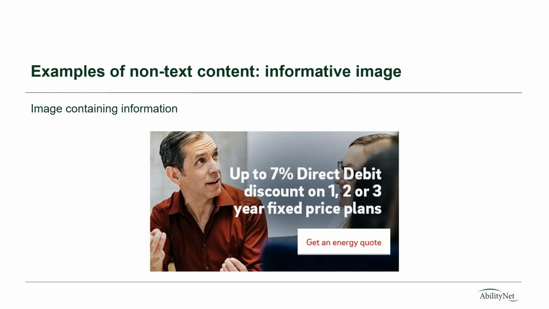So here's an example of non-text content, an image that contains information. Now, in this case, the text we can see, up to 7% direct debit discount, etc., is embedded directly within the image. That is not available as separate text on the page. So that is an example of an image that contains information, and that information should be made accessible to screen reader users who otherwise would not be able to access that.